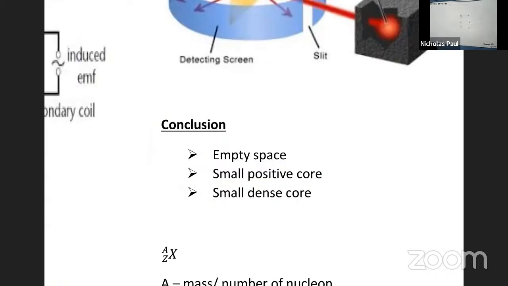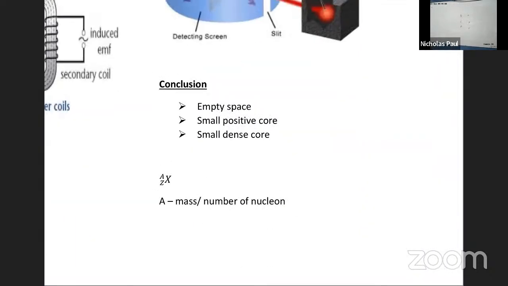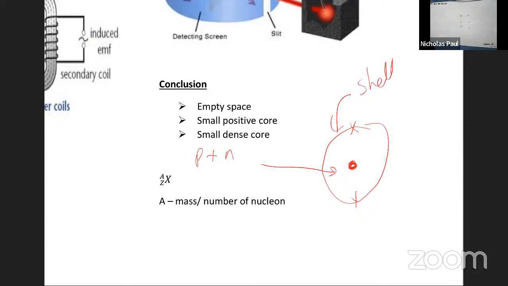Number one, the atom mainly had empty space. Second, it appeared to have a small positive core. And the third conclusion was that the small core is dense. Later on, we went on to the model of the atom that we know. The model of the atom has the nucleus in the middle, and the nucleus has the protons and neutrons. Around it you have your shells with electrons.